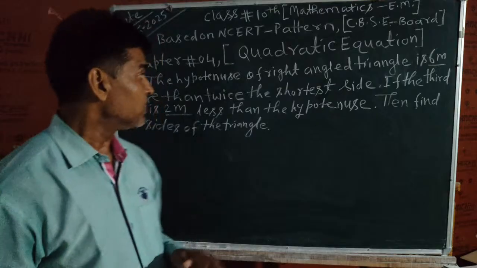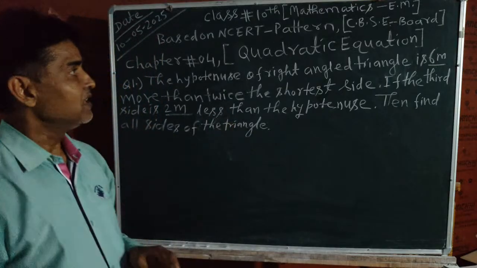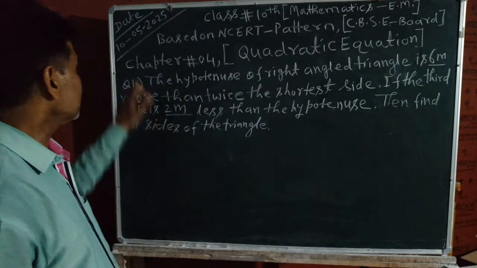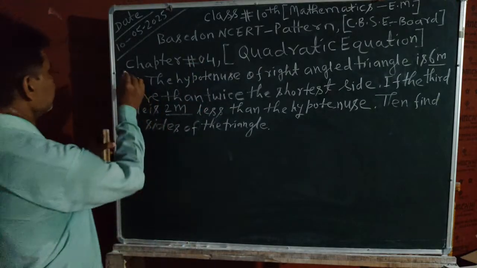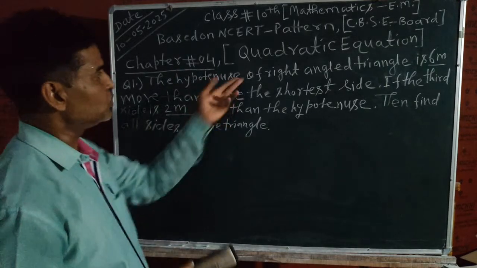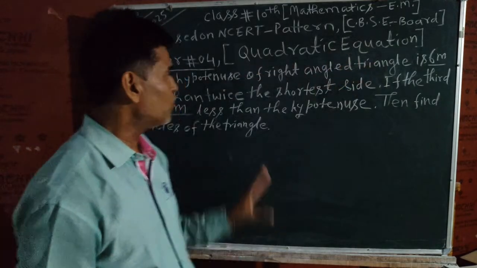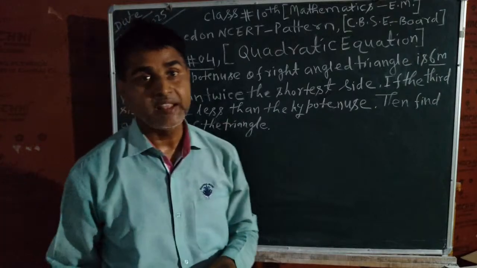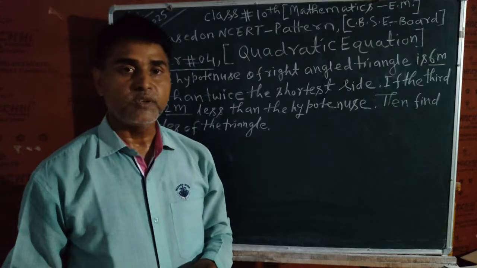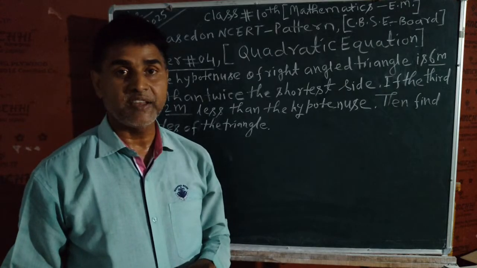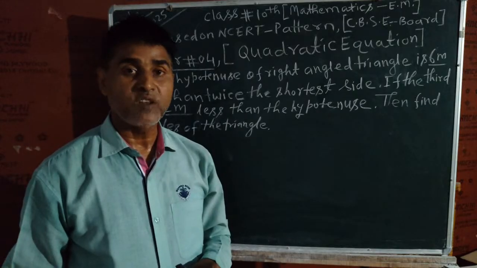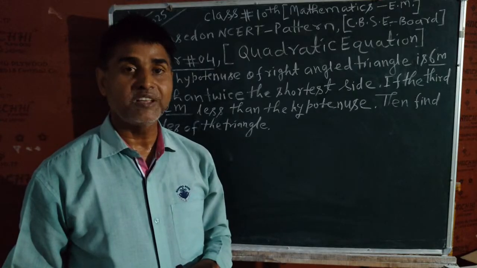Okay students, now I am going to explain the concept of this question. This is chapter number 4, and I have already written that its name is quadratic equation. First of all I am going to explain the question written on the blackboard. If you know its geometrical meaning, you will easily solve that question. If you do not know it geometrically, you will get some problem.